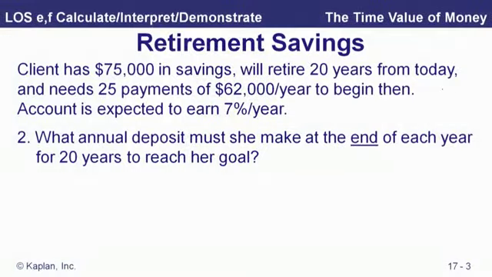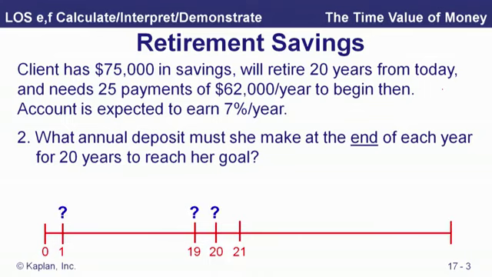Now let's look at a second step. Now we need to know, what annual deposit does she need to make? Oh, I guess it's a she. I kept saying he. What annual deposit does she make at the end of each year for 20 years to reach her goal? Well, here's our timeline now. Okay. We've got to find those payments.